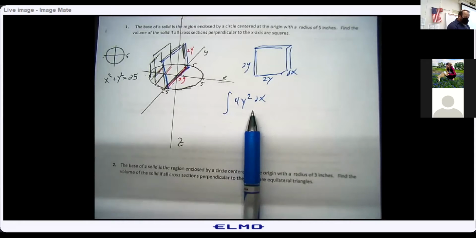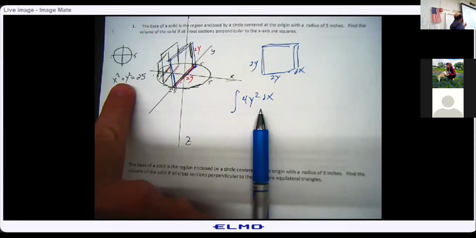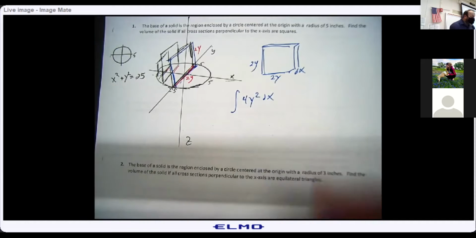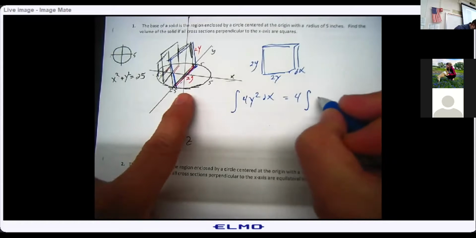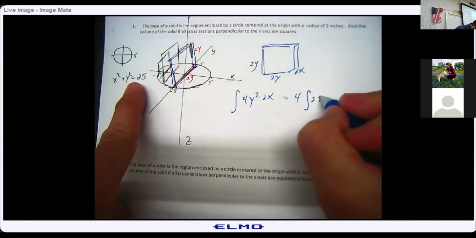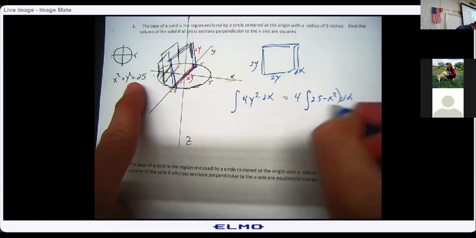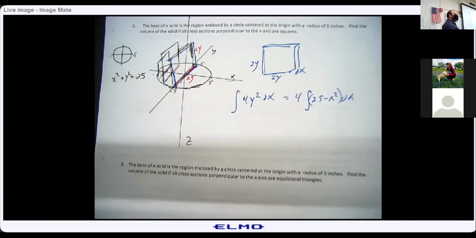But what is y squared? Well, it was a circle, and we know that x squared plus y squared is 25. So what is y squared? Isn't that 25 minus x squared? Oh, by the way, can I pull the 4 out in front? So I could pull the 4 in front, and I could change the integrand to 25 minus x squared dx. Now, if you look at this, what are we doing for x? What does x vary from and to according to this picture?